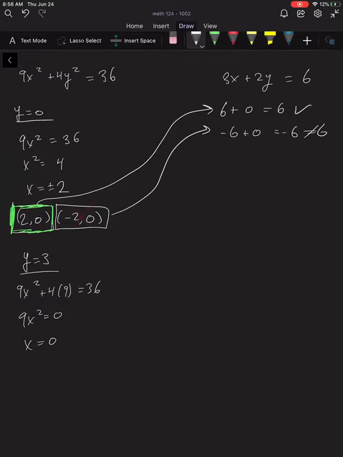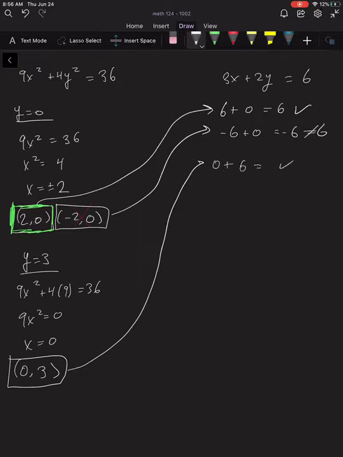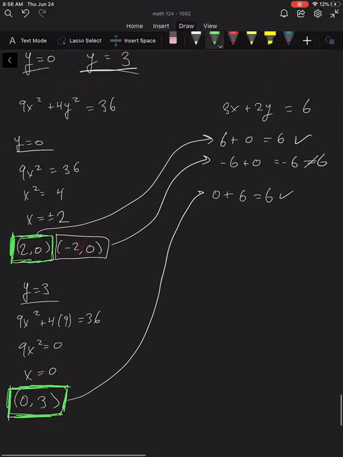So we plug in y equals 3 and we get x is equal to 0. So the point we get is 0 comma 3. So now let's plug this point in. We only get one of the points for the y equals 3 part. So x is 0, so we get 0. 2 times y, so y is 3, so 6. That does equal 6, so we're good. And so that must mean that we have this answer as well, 0 comma 3. All right, so those are the two answers for this problem.